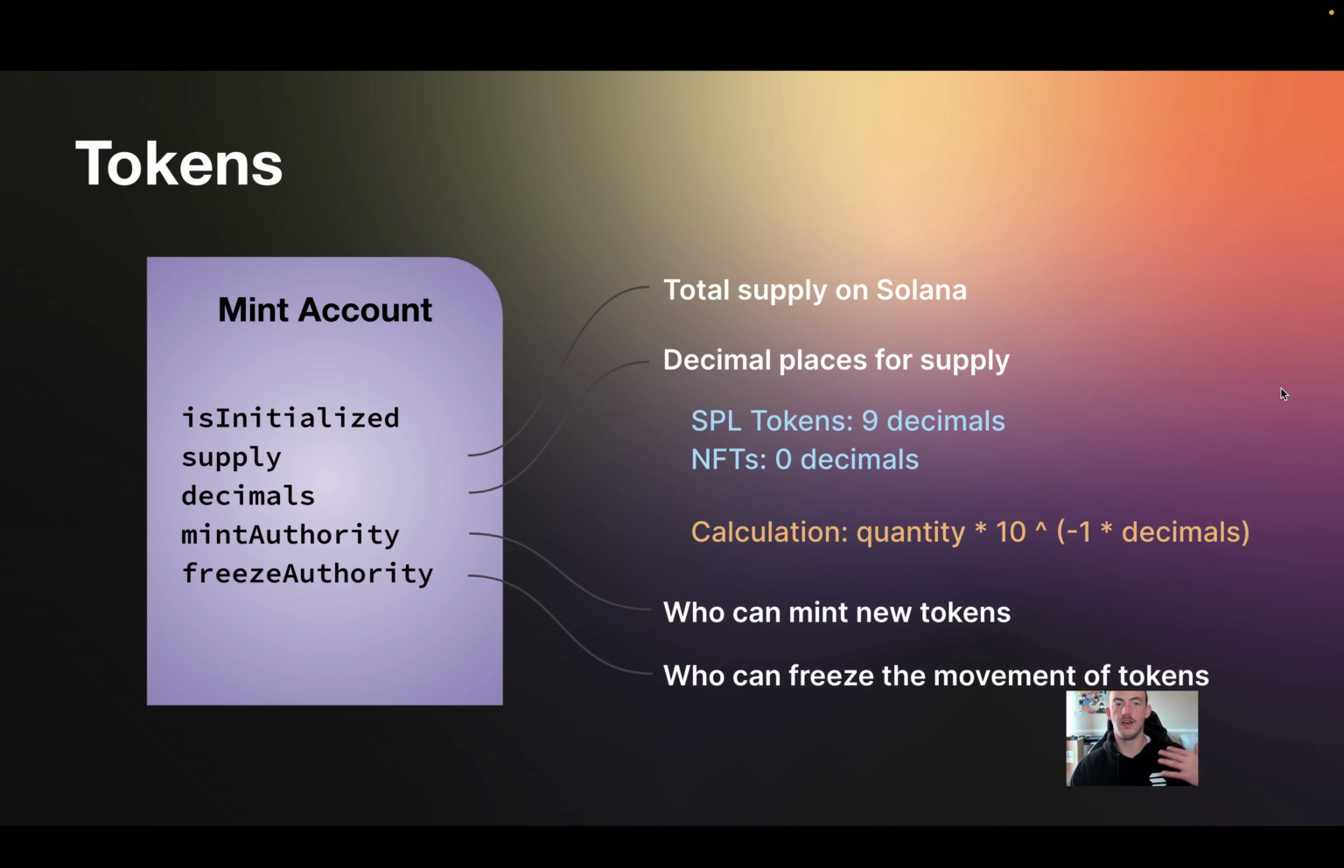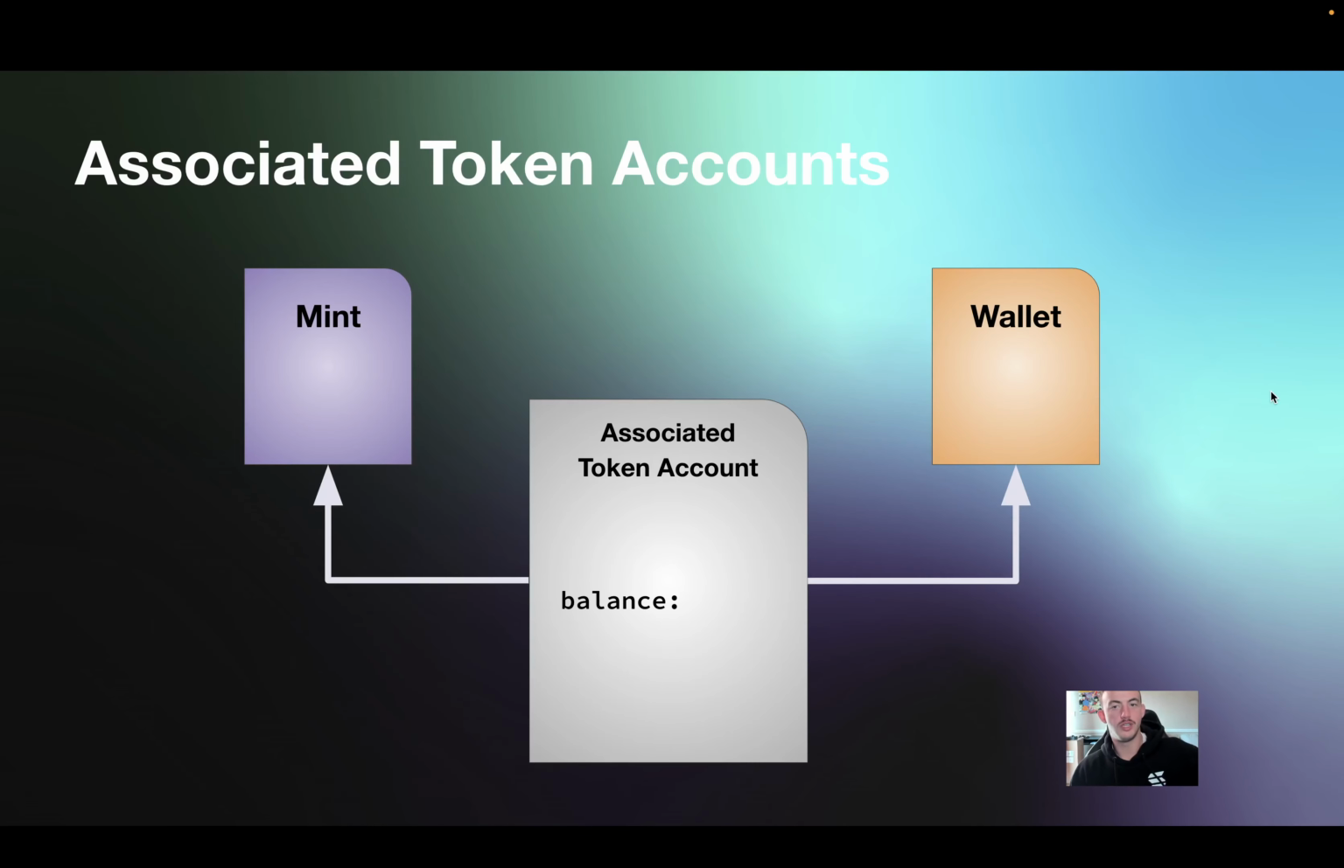So on Solana, this is where things get a little bit different than maybe some other chains. You have what's called associated token accounts. We saw the default fields in a typical Solana account, like your wallet, for example. And one of them was lamports, and that's because lamports, or SOL, is the native token.